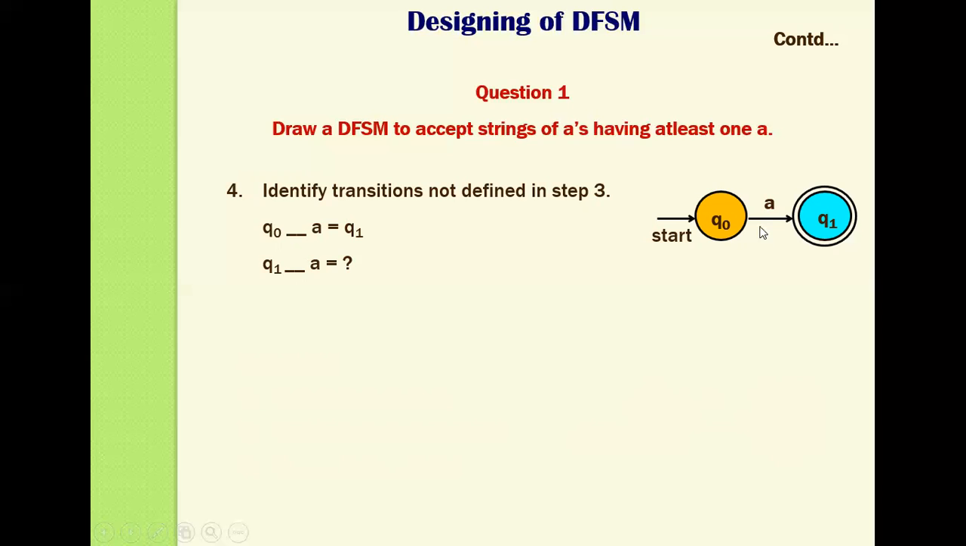Okay. Now, according to the skeleton diagram, we have Q naught upon A done. But now we need to find out what is Q1 upon A. Now look at the question. What is the question given? It is given to accept strings of A's having at least one A. Minimum one A I should have, but I can have later any number of A's. So in DFSM, any number of A's is represented using self loop. It is known as self loop. That means self loop can accept zero or more number of inputs.